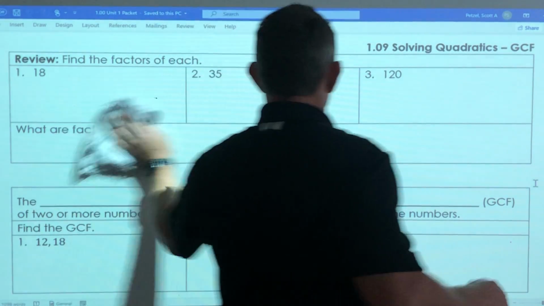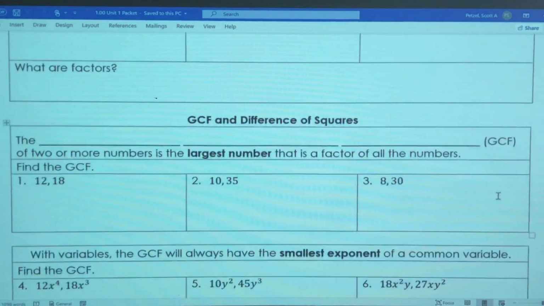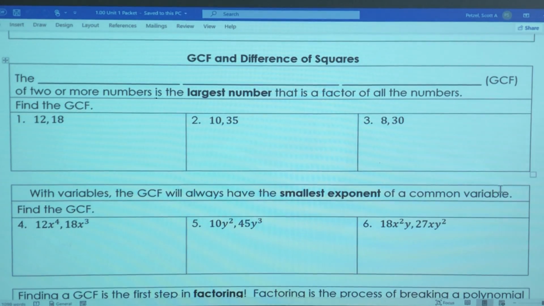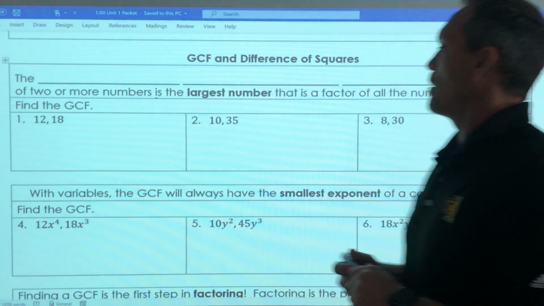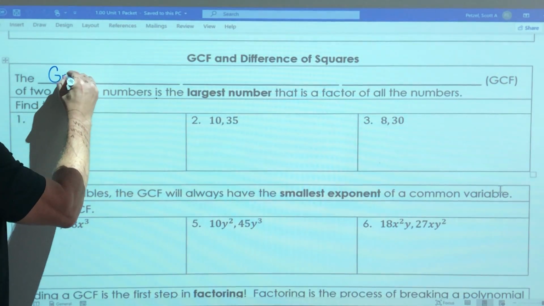Raise this up a little bit, or just kind of erase this. Clean this up. Climbing up the screen. We'll save that. So we're going to go back and then we'll say our greatest common factor. We already know this is the greatest common factor.